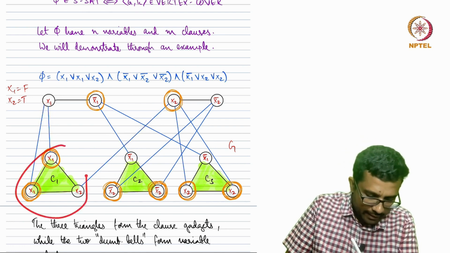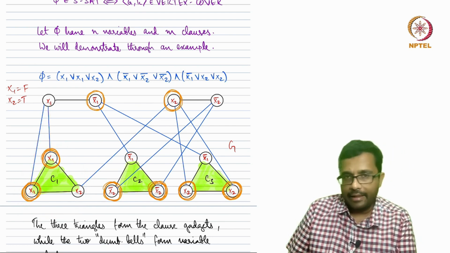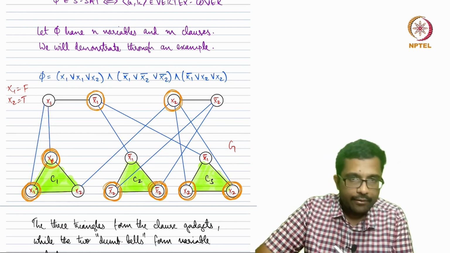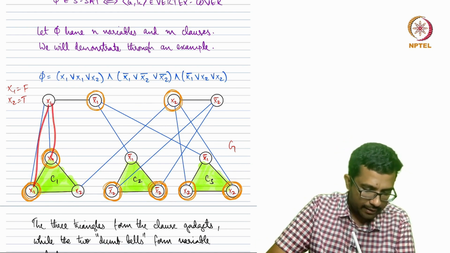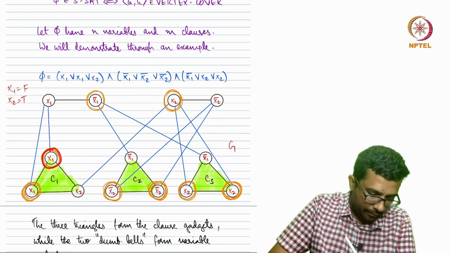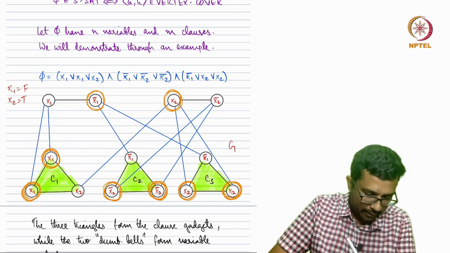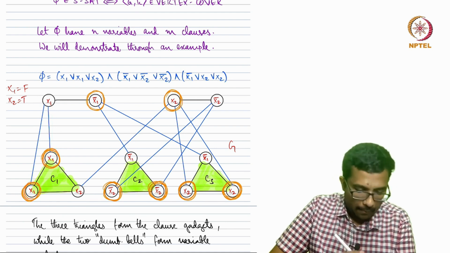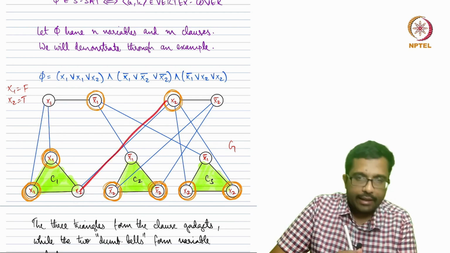For each clause gadget there are 3 edges coming out of it, one from each vertex of that clause gadget. So 2 of the edges coming out of the clause gadget to the variable gadget are anyway covered. If we take C1, these 2 edges are covered because these x1 and x1 are part of the vertex cover. So the only thing that remains to be argued is this x2 or this edge, how is that covered?